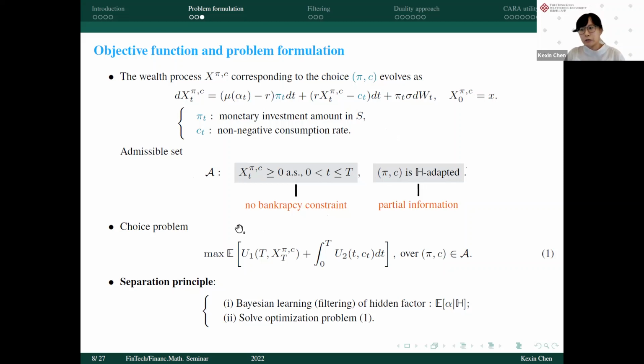And the agent aims to maximize the following objective function. So the objective includes the running sum of utility on the consumption, as well as the utility on the terminal wealth level. So intuitively, the problem is decomposed into two parts. The first is the Bayesian learning or filtering of the hidden factor. And secondly is the optimization based on learning. And this is in fact an implicit use of the separation principle.